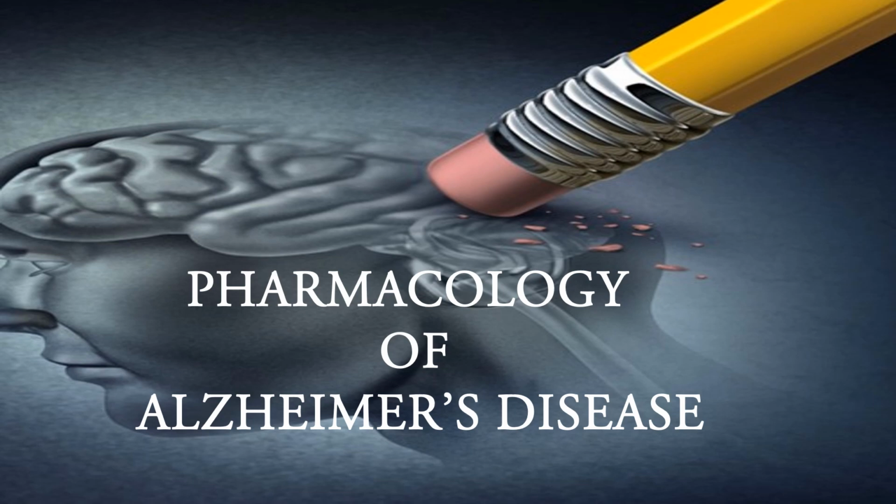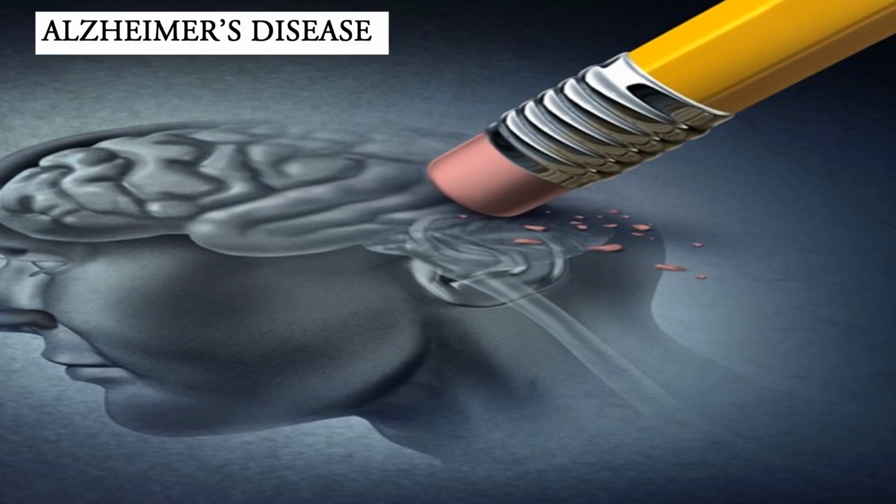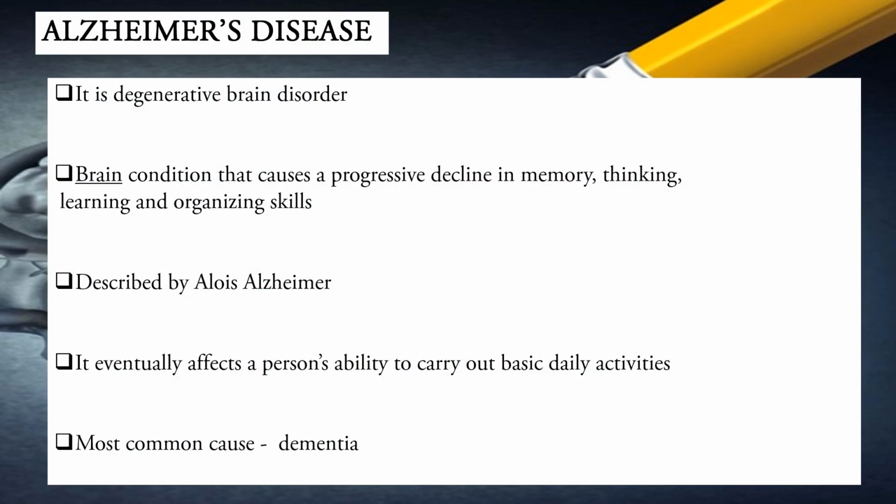Hi guys, today we are going to learn about the pharmacology of Alzheimer's disease. Alzheimer's disease is a type of brain disorder. Particularly, it is a degenerative brain disorder and it causes a progressive decline in memory, thinking, learning and organizing skills.